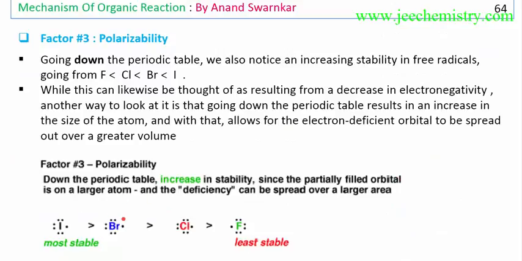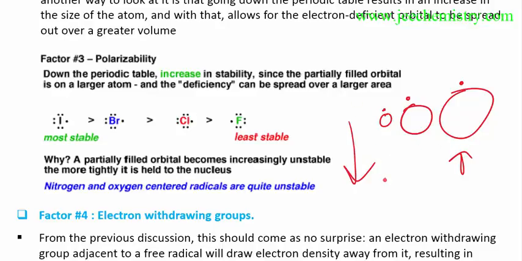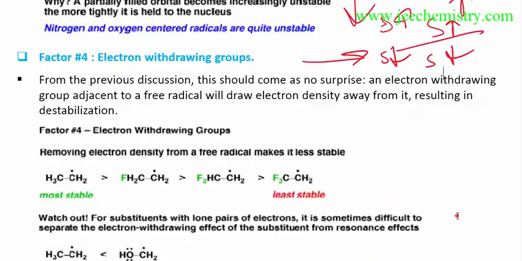Polarizability: iodine is bigger in size than bromine, which is bigger than chlorine. As the size increases, if here is a free radical, here is a free radical, here is a free radical, the larger atom has more space, more area over which to disperse and stabilize the free radical, but the smaller atom has very little area to disperse it. That's why as the size increases, free radical stability increases. If we go down the group in the periodic table, the size increases and stability increases. If you go from left to right, size decreases and stability decreases. So as size increases, stability increases.